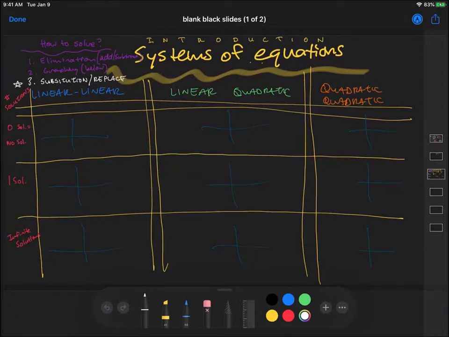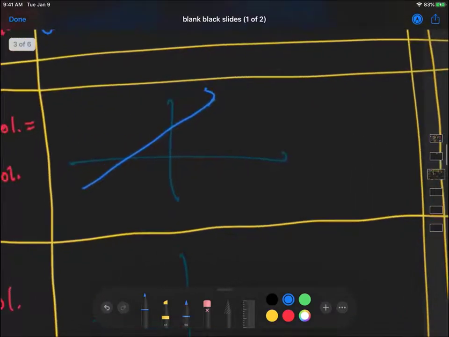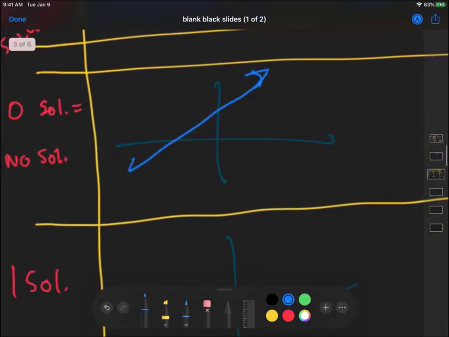Alright, here's hint number 1. A linear and linear has 0 solutions. So here's my graph. Zoom in over here. This is a linear. Question. Do the two lines intersect? No. So there is no solution there.